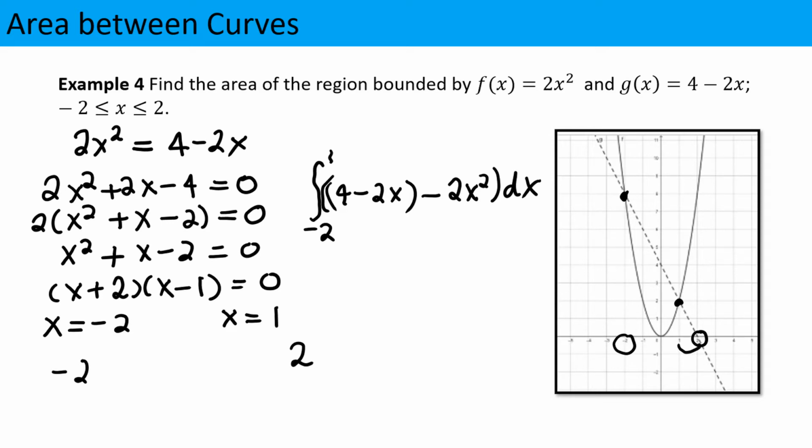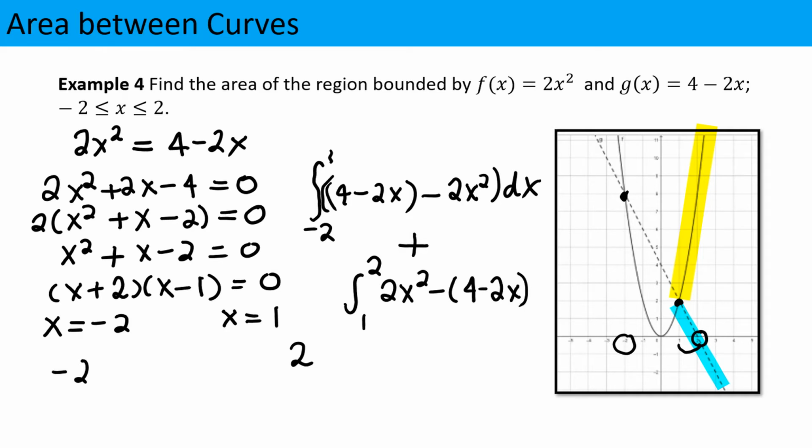Okay, so there we notice that what's on top and what's on bottom changes. From 1 to 2, in this particular area, we see that the parabola is on top and the line is on the bottom. So we need to add the integral from 1 to 2 of the parabola, which is 2x², and then we do minus the line, minus (4 − 2x) dx.